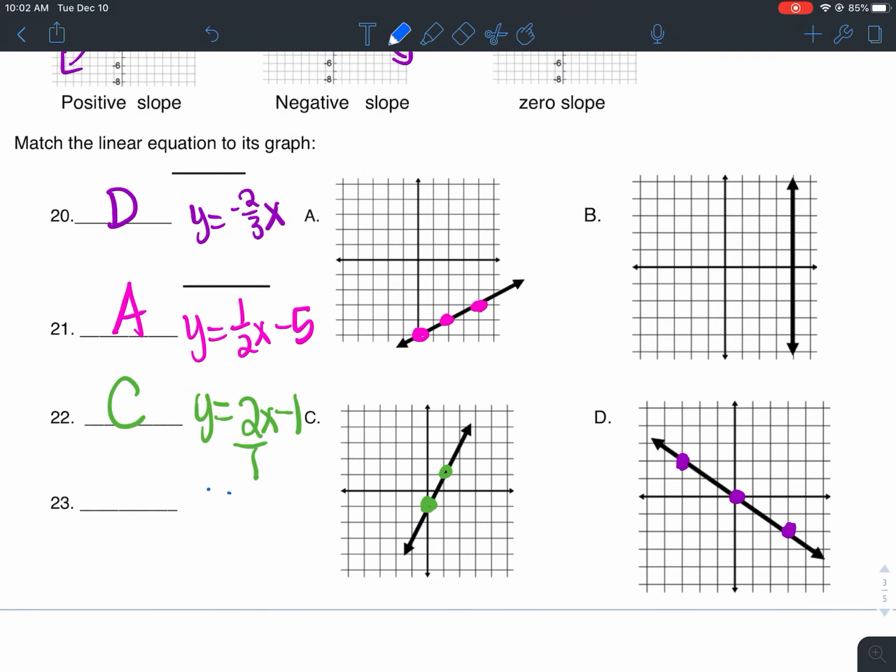And the last one was x equals 4. So that's a vertical line where all of my x's are 4. Like 4, 0, 4, 1, 4, 2. So that would be B.